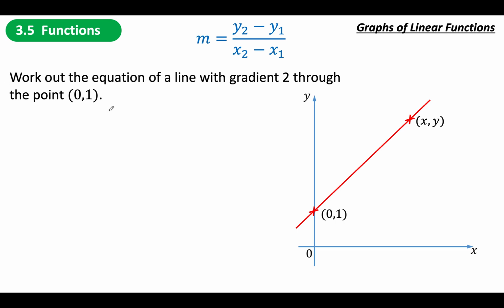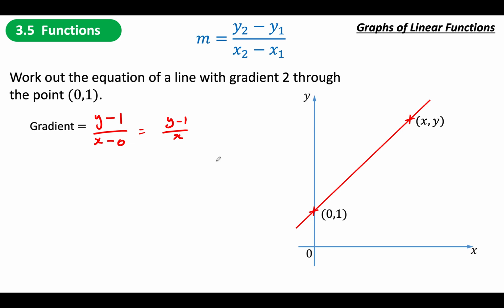Then let's just work out our gradient. So our gradient equals the change in y. In this case, y2 is just this one here, so y, take away my y coordinate of the first point. And then my second point here has just x coordinate x, take away the x1 of the first one, which is 0. And that simplifies to y minus 1 over x.